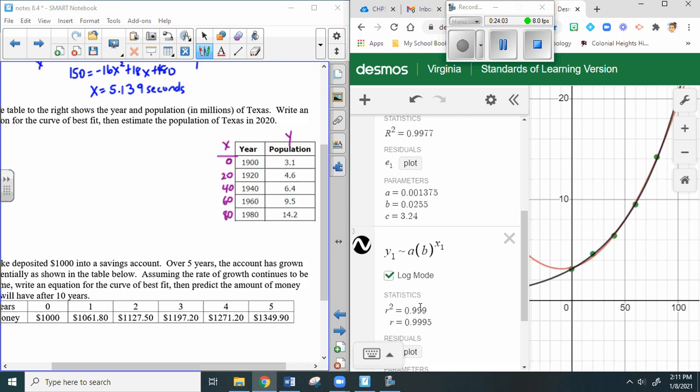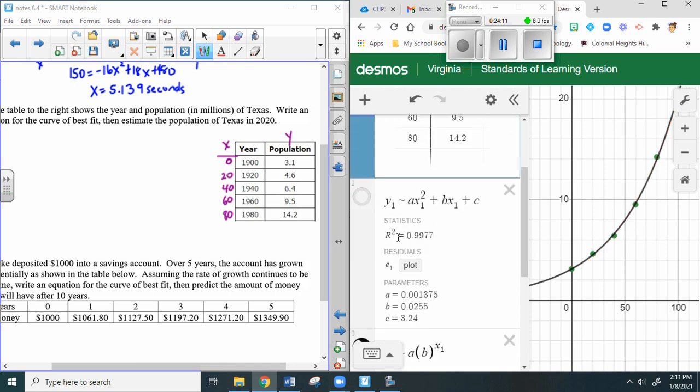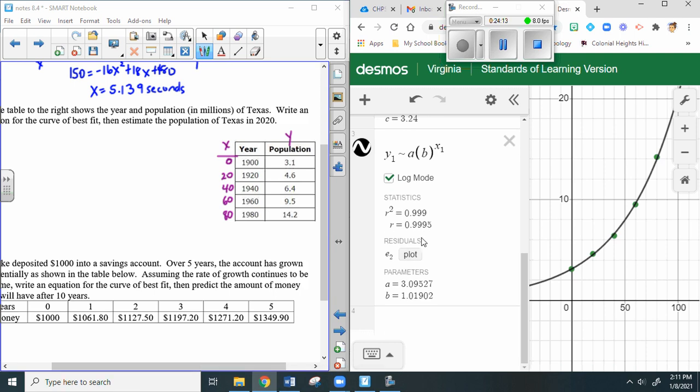And 0.999 is closer to 1 than 0.997. All right, so I'm going to turn off my quadratic, and I'm going to go with the exponential. So what am I going to write over here? Well, remember the exponential, the standard form looked like this, a times b to the x. So that's why they gave you an a value and a b value right here.